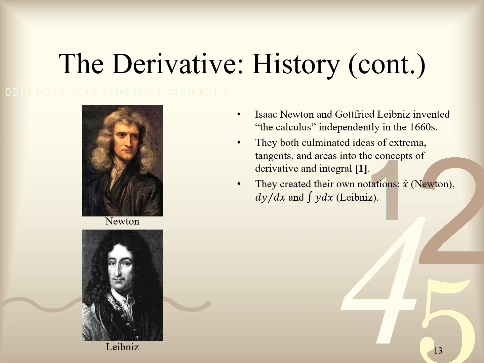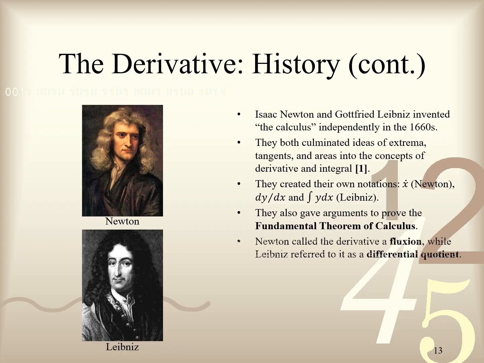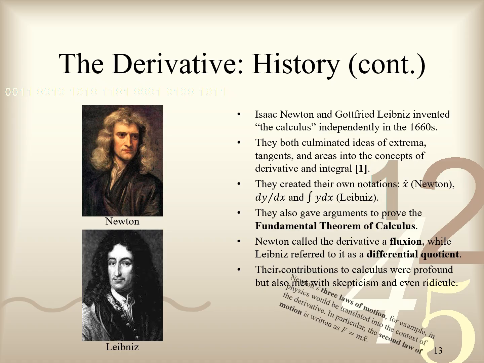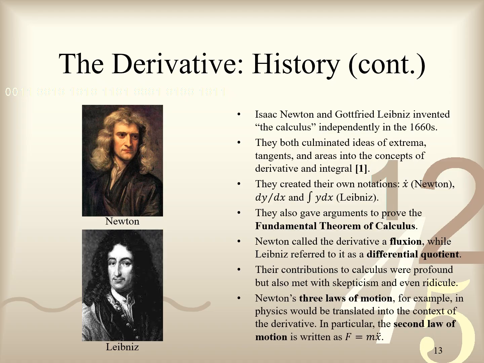Leibniz used dy dx to represent the derivative of a function y with respect to x, and he used an S-shaped symbol, today known as the integral sign, followed by y dx to denote the integral of a function y with respect to x. They also gave arguments to prove the fundamental theorem of calculus 2. Newton called the derivative a fluxion, while Leibniz referred to it as a differential quotient. Their contributions to calculus were profound but also met with skepticism and even ridicule.